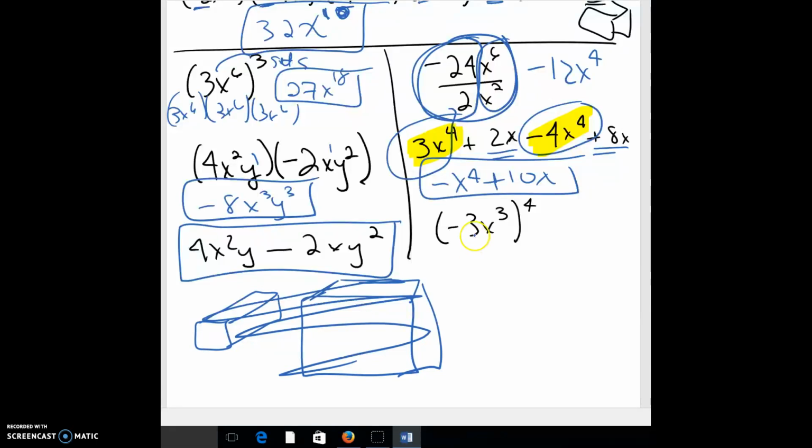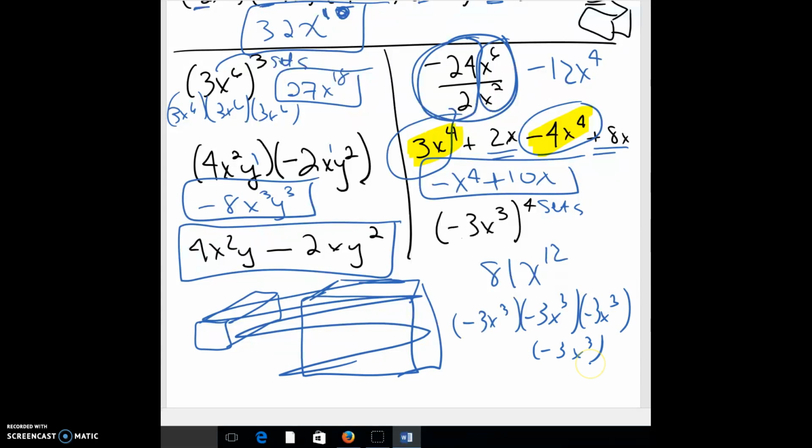And then the next one means you have 4 sets, or 4 groups of that. Numbers are normal. -3 times -3 times -3 4 times is, what, 81? And if you have 4 sets of 3, you would end up having 12. And again, if you're not sure, write it 4 times so you can actually see what you are doing. All right, there you go.